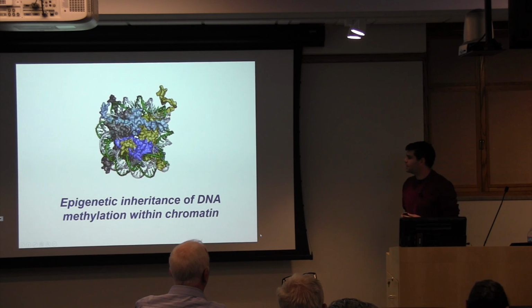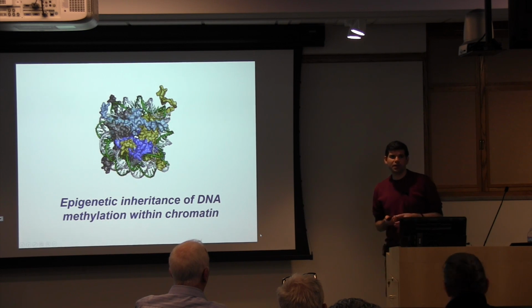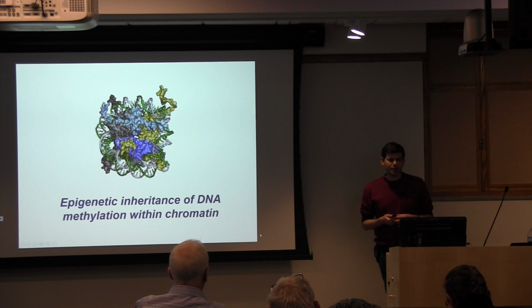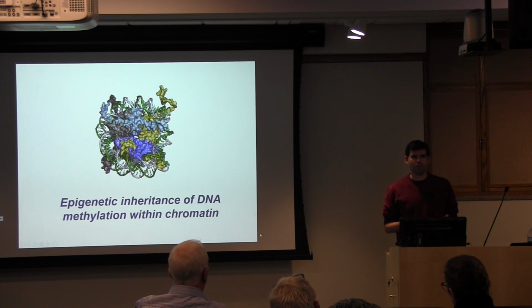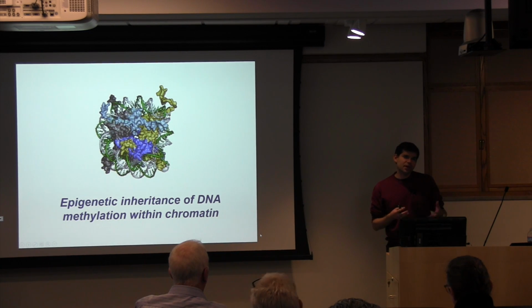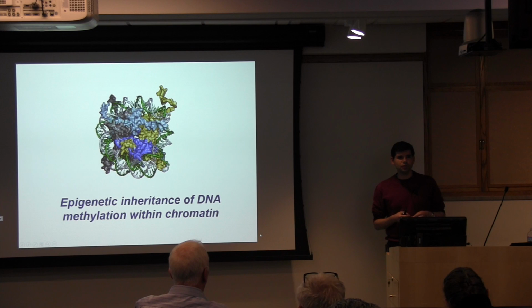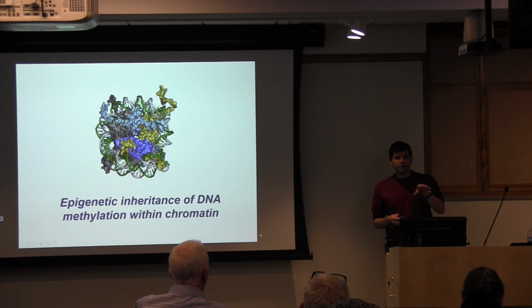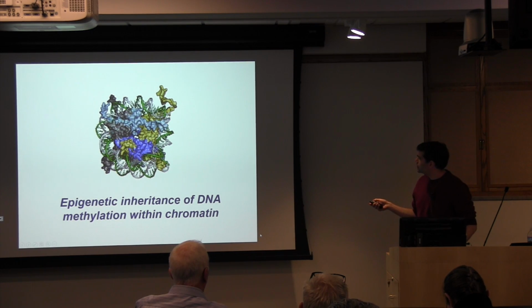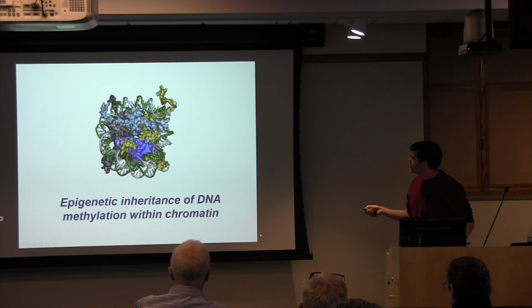My lab works on DNA methylation and epigenetic inheritance, and what I'll tell you about today is a problem that we've been working on for a few years, which is how do plants and other eukaryotes actually manage to inherit patterns of DNA methylation on chromatin. So how does epigenetic inheritance work around this structure where DNA is wrapped around histones?